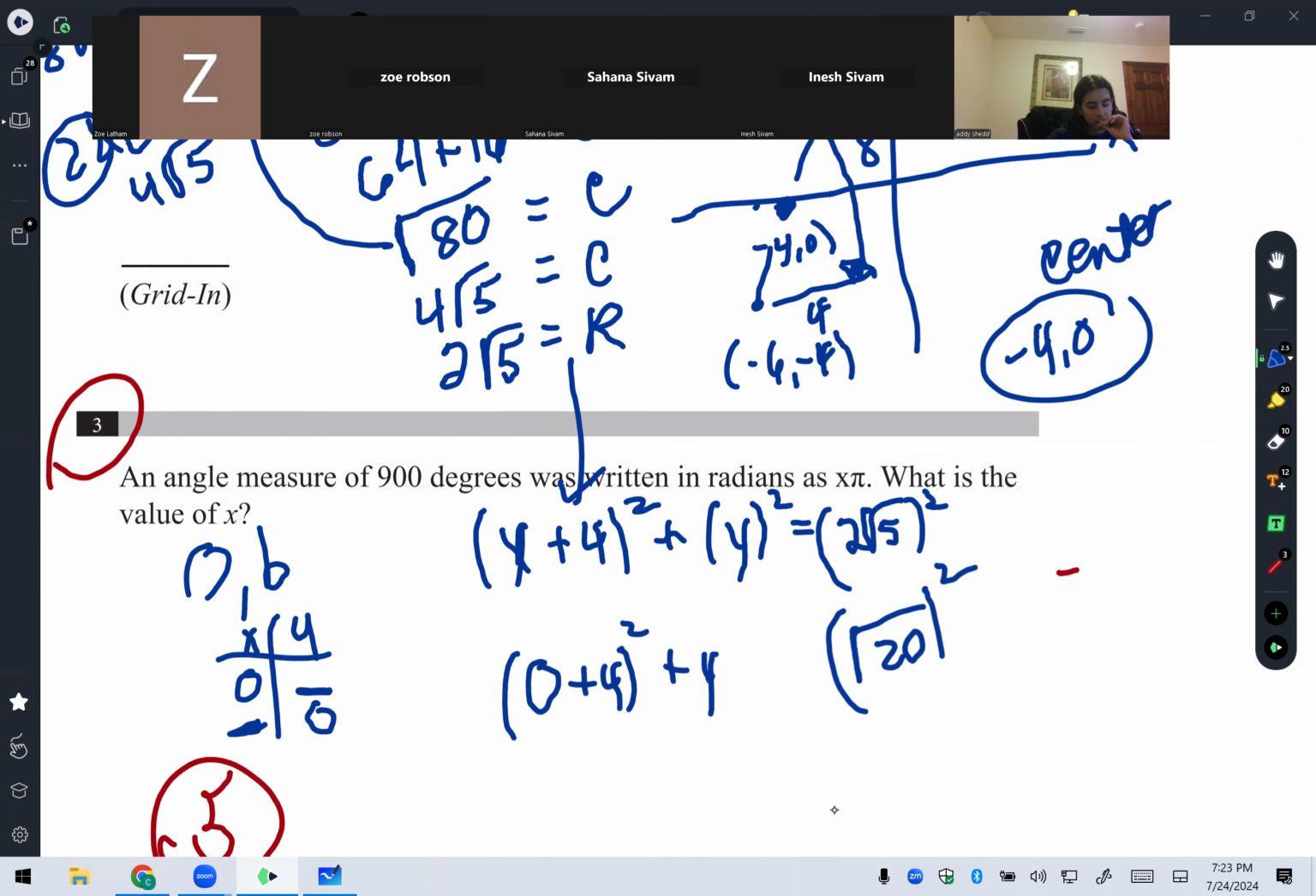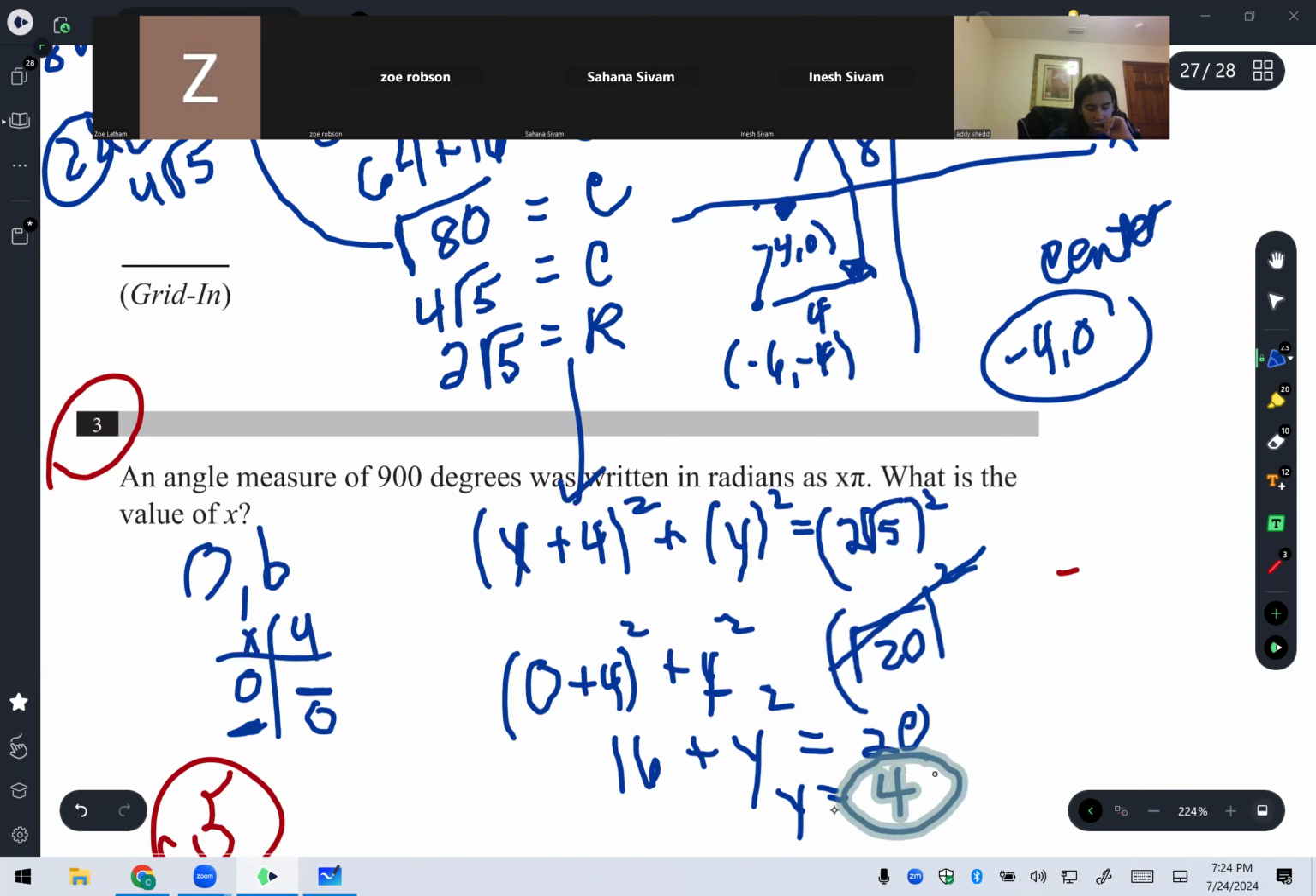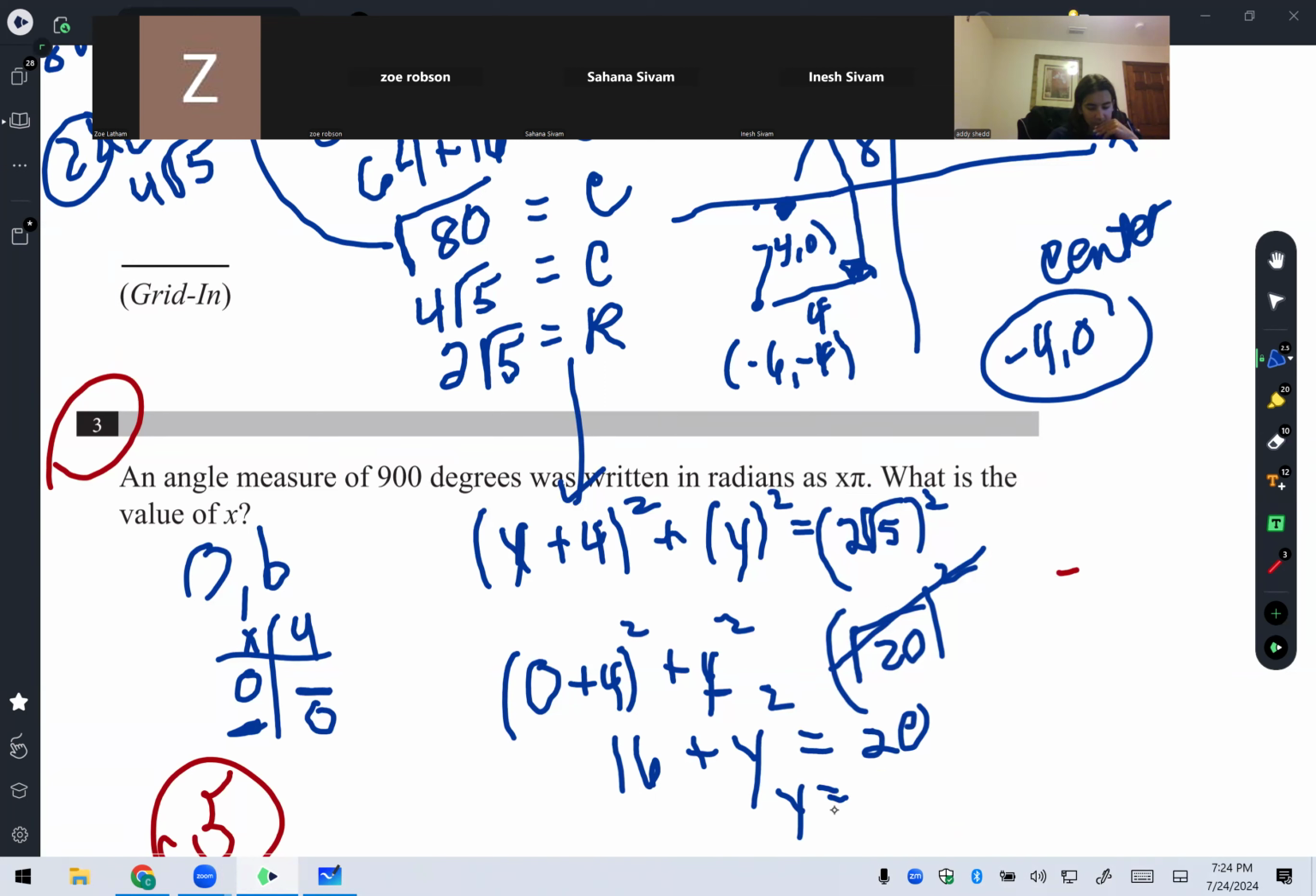We're solving for this. So we'll have 16 plus y squared equal to 20. And they tell you b is greater than 0 because otherwise there would be two solutions. But they want the positive one. Well, wait, you gotta square root that. I caught myself. So we subtract the 16.